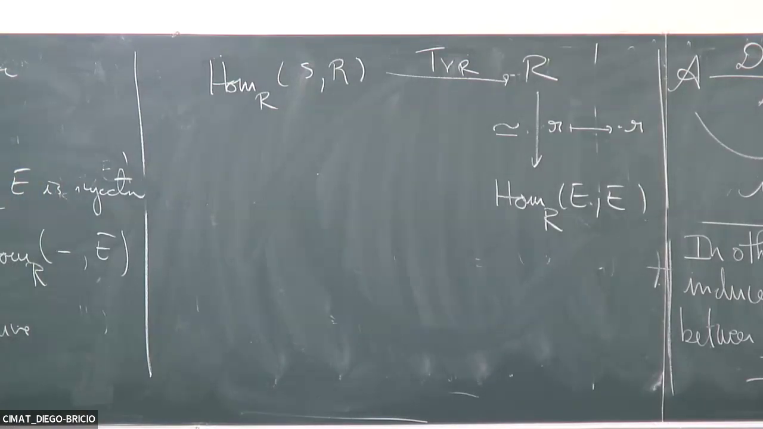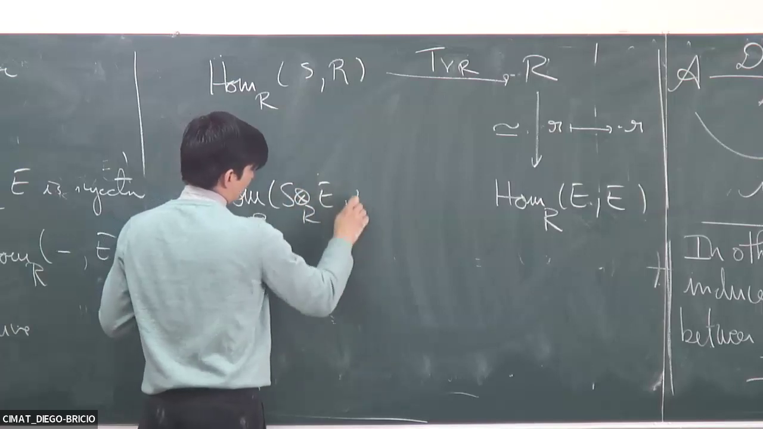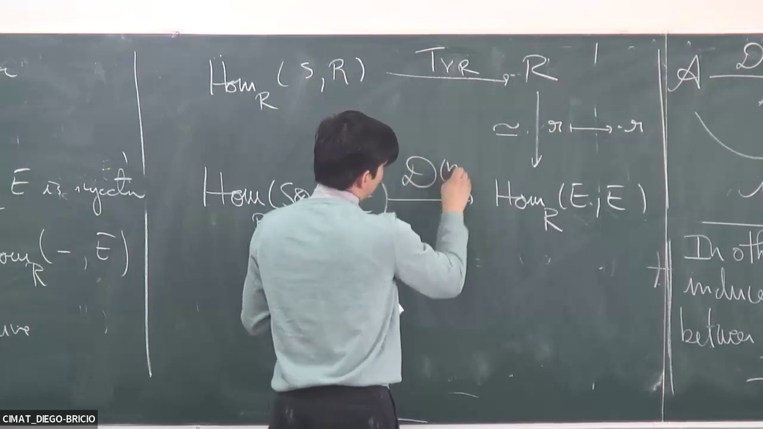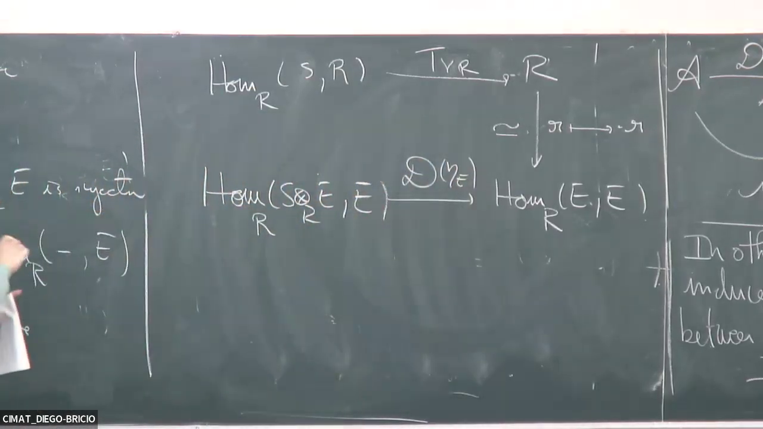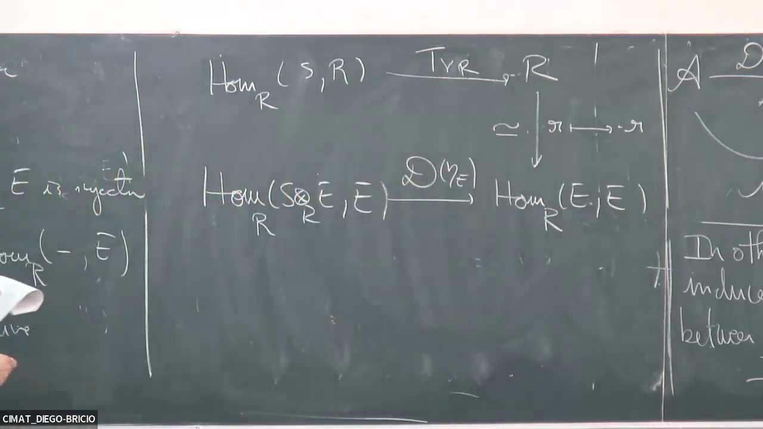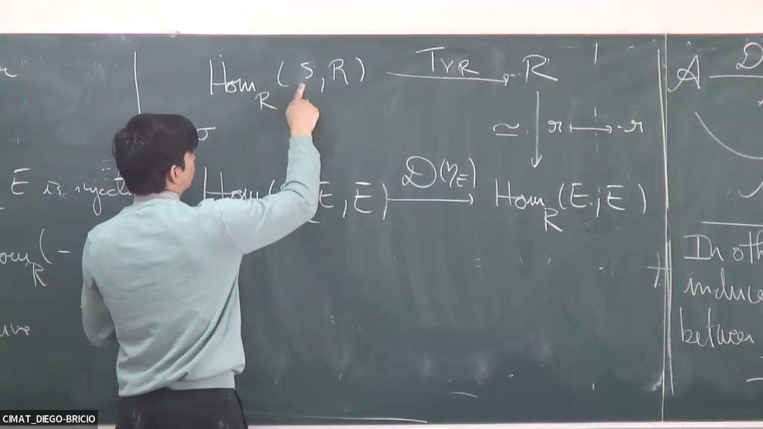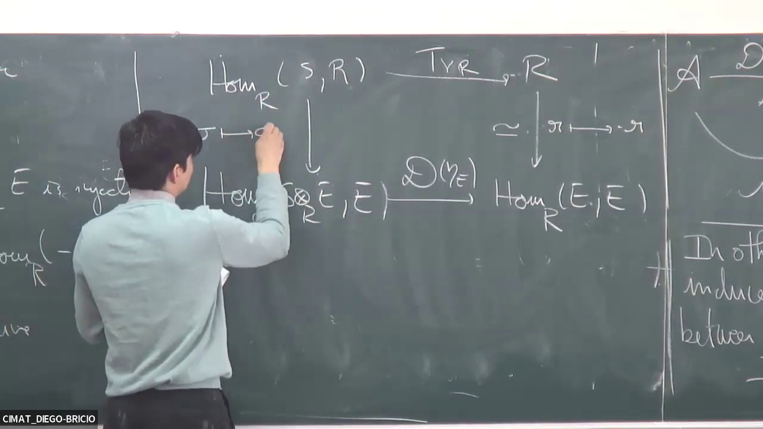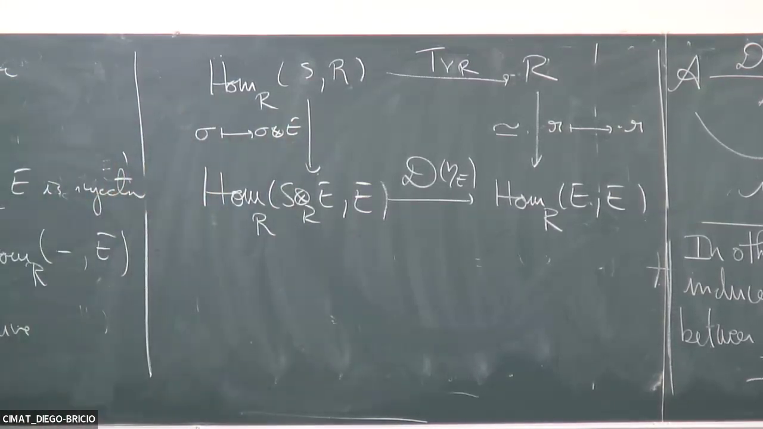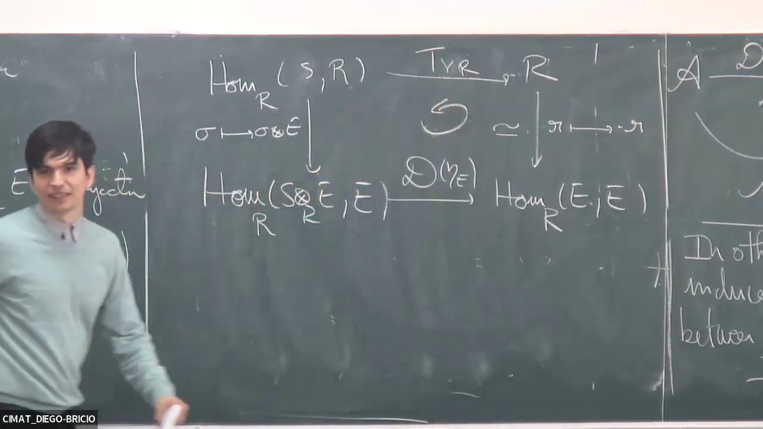So what is D of eta E? D of eta E will be Hom_R(S tensor_R E, E). And this map here is D of eta E. It's contravariant, so you have to switch the order of the arrows. E went from here to here, but when you hom into it, you have to switch the direction. From here to here, we have the following map: you can just take a map sigma from S to R and tensor it by E. You get a map from here to here. I claim that this diagram is commutative, not Cartesian. That's a very simple calculation.